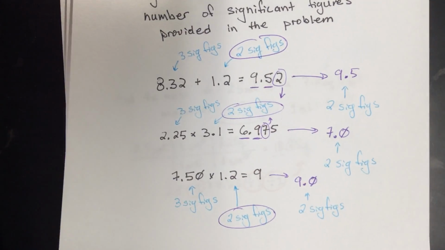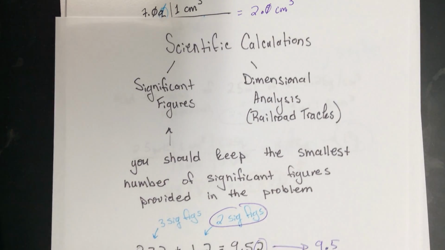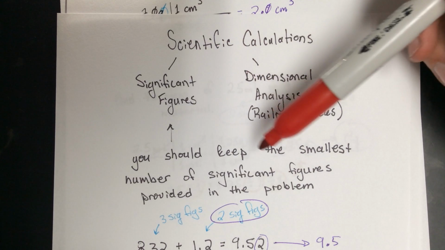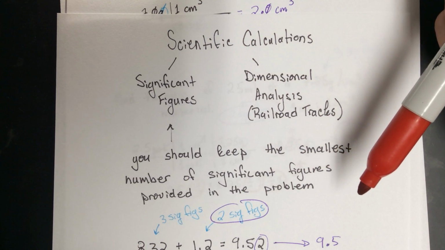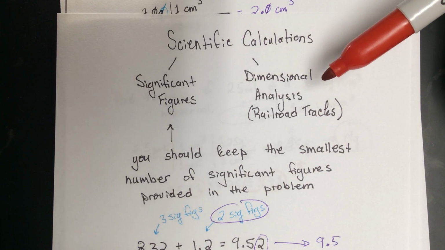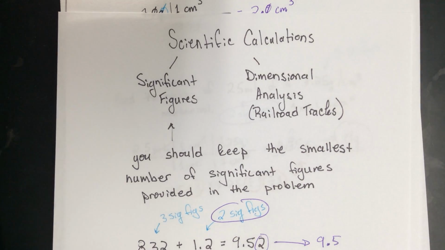Okay, so in this tutorial video, we have talked about doing scientific calculations. We have talked about the significant figures and the rules for maintaining the smallest number of significant figures provided in the problem. And we've also looked at 2 examples of how to do dimensional analysis, which I mostly call railroad tracks.